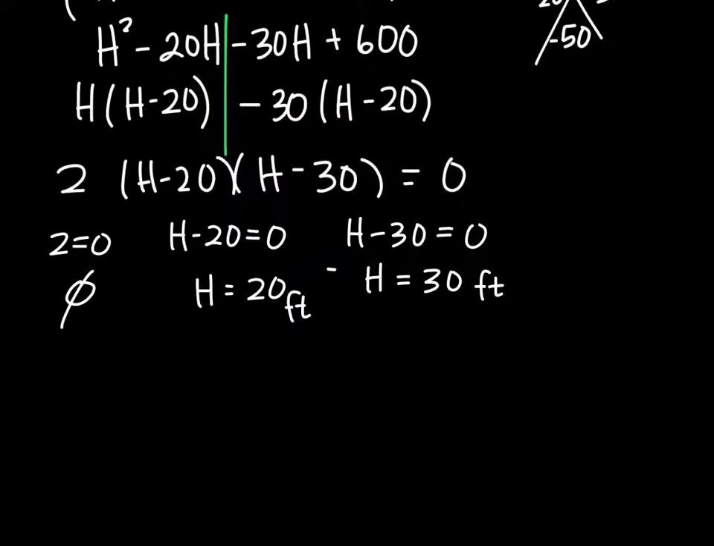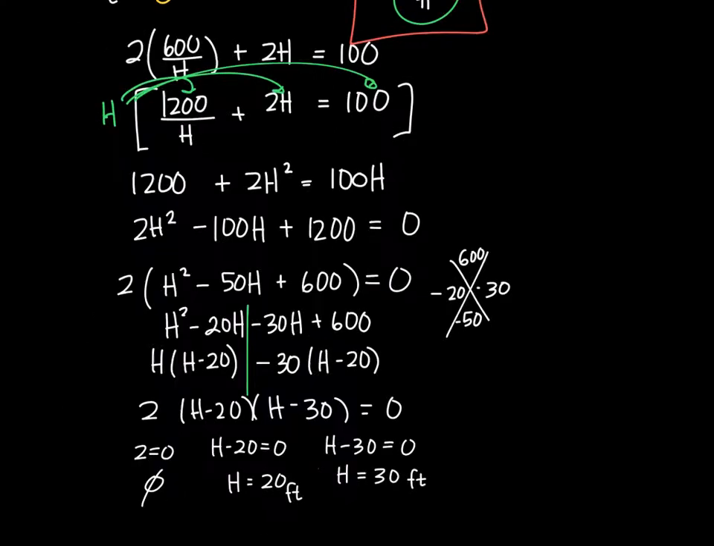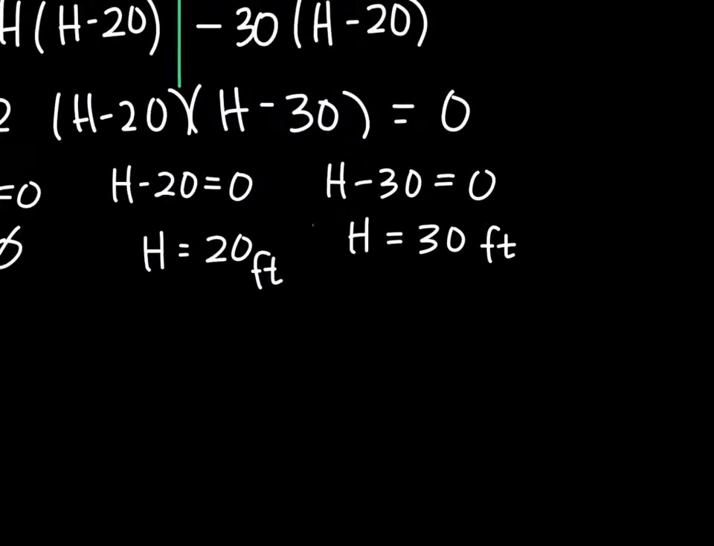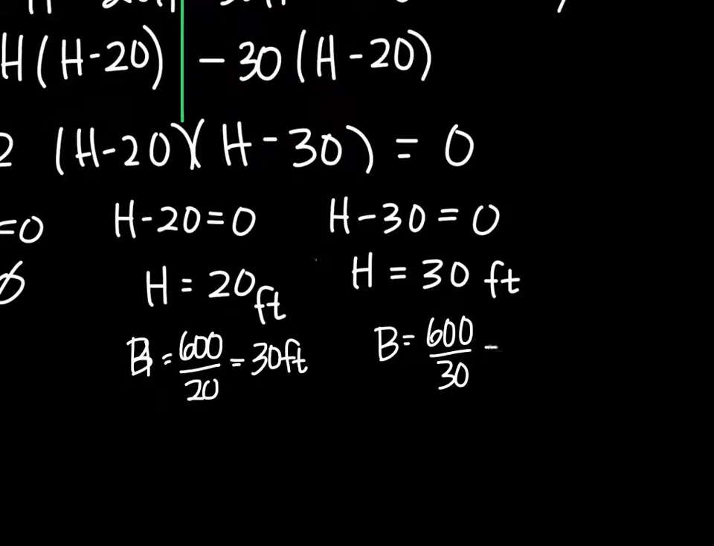What other dimension do I need? I need the base. So the base is what Annika got for us at the beginning. The base is, I'll put red around it here, 600 divided by whatever h was. So if you know what h is, you take 600 and you can figure out what the base is. So for this one, it would be 600 divided by 20, and the base would be 30 feet. For the other one, it would be 600 divided by 30, which would work out to be 20 feet.